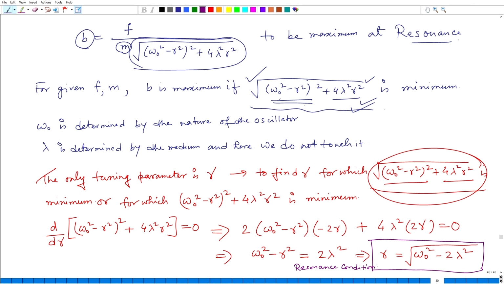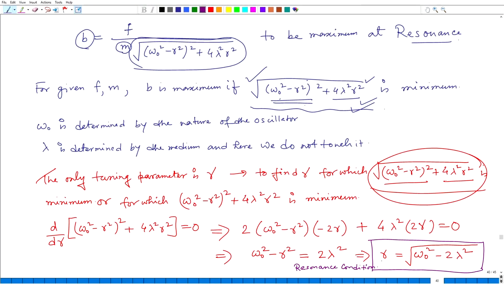Okay. Now, it also depends on people. Some people can be a little bit non-flexible, rigid. They can say, well, I choose to call resonance when omega 0 is equal to gamma. Okay. But if we just try to be much more realistic, and even afterwards, like in current electricity or electronics, you will see that this is the definition of resonance, which is much more practical, and this will actually give you that the gamma, which is the periodic force frequency, should be equal to root over omega 0 square minus 2 lambda square.